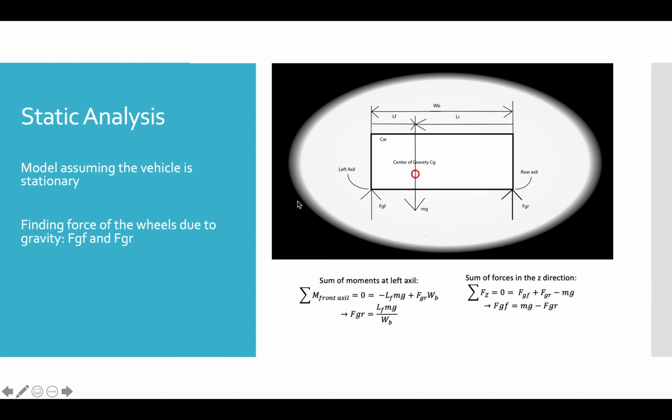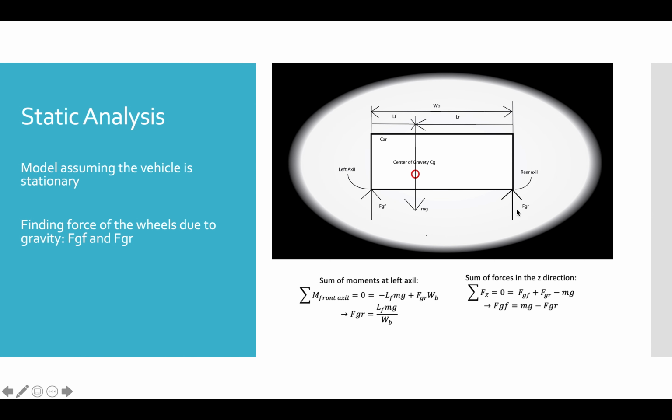First, we will analyze the system with static analysis. Through static analysis, we can find the force that will be constantly applied from the wheels to the car due to gravity. In this system, there are 3 forces. FGF, representing the force from the front wheels due to gravity. mg, the force of gravity acting on the mass of the car. And FGR, the force of the rear wheels on the car due to gravity.